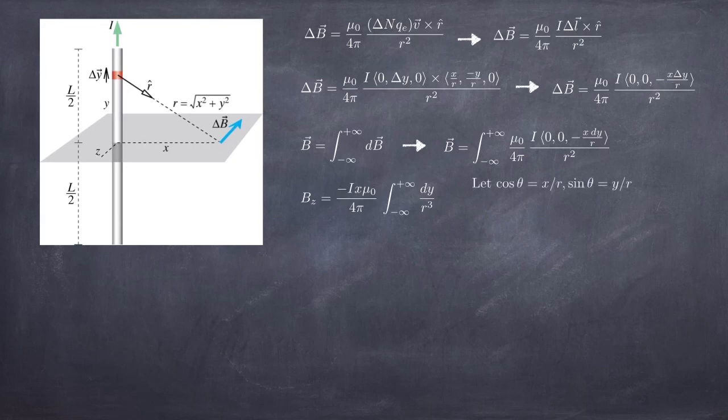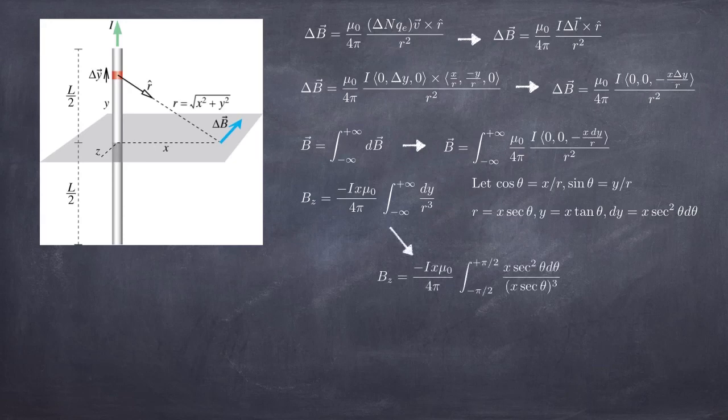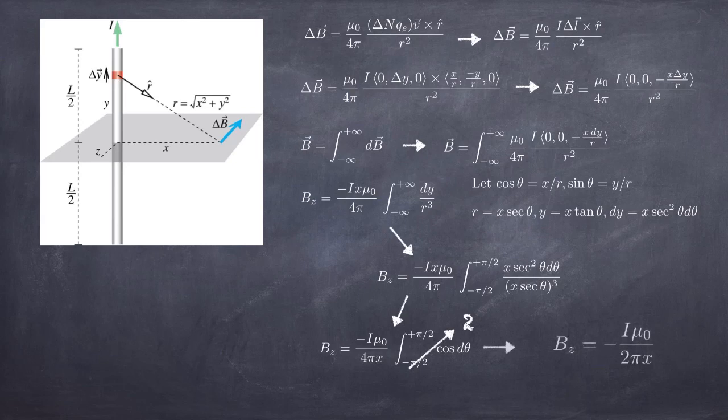But you can make a substitution. Let cosine theta be x over r and sine theta be y over r. You go ahead and complete that. You get an expression for dy, an expression for y, and plug all that in. You'll notice that you get a secant squared upstairs, but a secant cubed downstairs. And of course, that's amazing because it ends up being just an integral of cosine. And when the smoke clears, that whole integral is just 2. And when you multiply it all out, you get a simple final result.